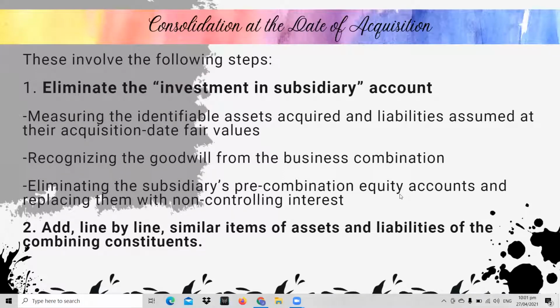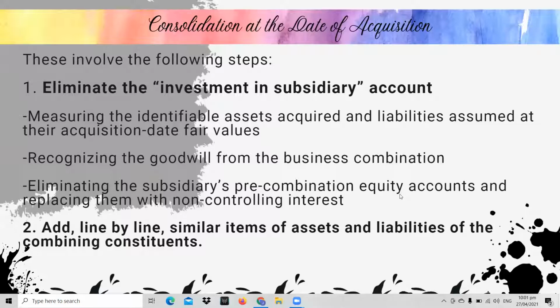Consolidation procedures at the date of acquisition are simple in the sense that only the statement of financial position of the combining constituents are consolidated, and this involves the following steps. First is to eliminate the investment in subsidiary account. We have to eliminate the investment in subsidiary account to ensure that there are no overstatement, and this requires measuring the identifiable assets acquired and liabilities assumed at their acquisition date fair values.